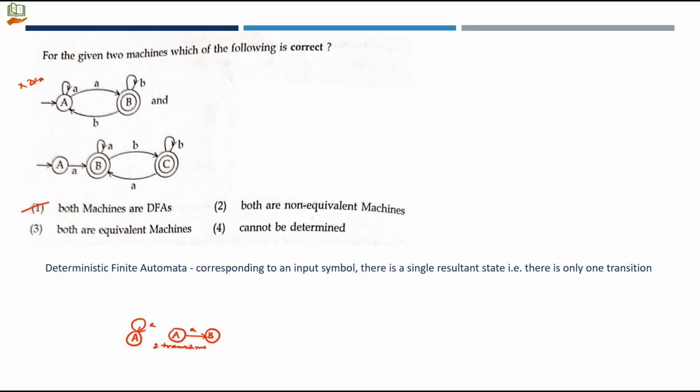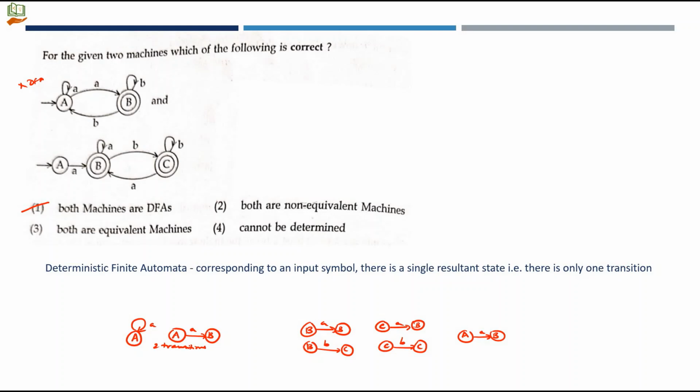Now let's check the second machine. A to B involves A. There is only a single transition. From B, we are moving to B again for A. From B, we are moving to C for B. So there is only one transition for each input. For C with input A, we are moving to B. For C with input B, we are again staying in C itself. Again we have only one transition for every input. For A, we have A to B for the input symbol A. So corresponding to an input symbol, there is a single resultant state. There is only one transition.